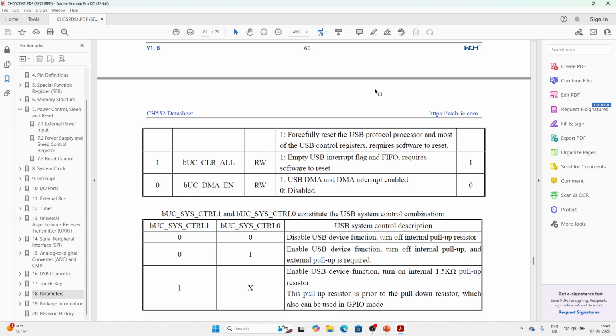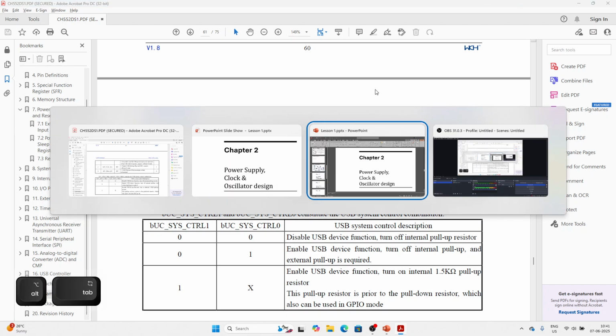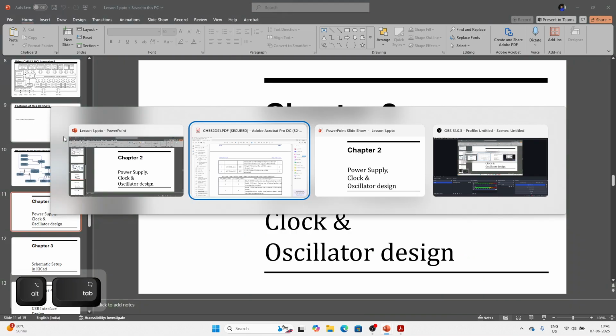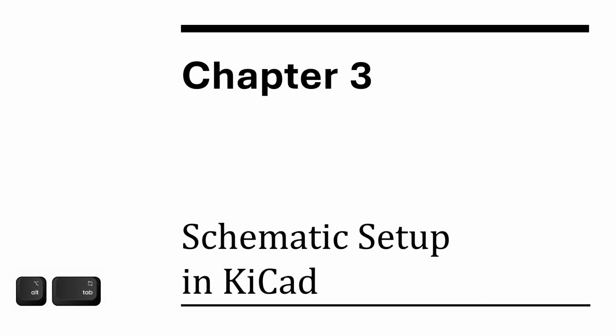Both pins, that is VCC and the voltage 3.3, these need to be decoupled using 0.1 microfarad capacitor at the minimum. That is what we have seen till now. Having seen that, we can move on to the next chapter in the next video, where we will start building up the schematic for this.